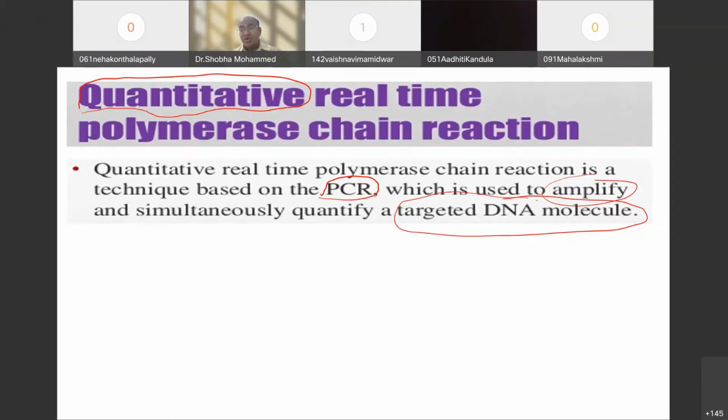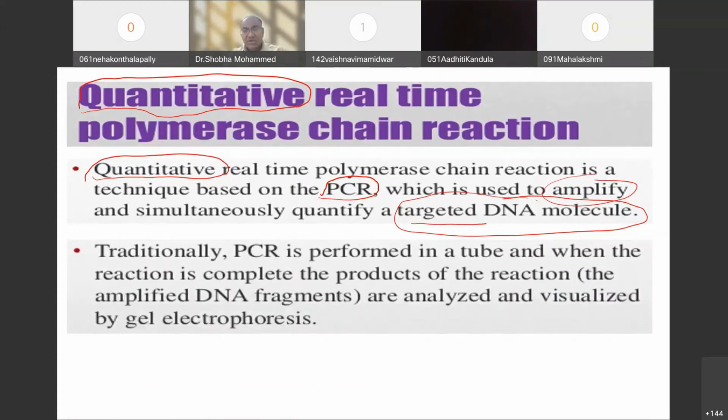When I want to look for a type of DNA molecule, am I looking for the SARS virus? Am I looking for COVID-19? Or am I looking for the Middle East Respiratory Syndrome, MERS virus? Am I looking for hepatitis C or hepatitis B or hepatitis A? When I want that particular targeted DNA molecule, I need to use the quantitative real-time PCR. This is a very important thing. We use this quantitative PCR for research purposes and also for diagnostic purposes.